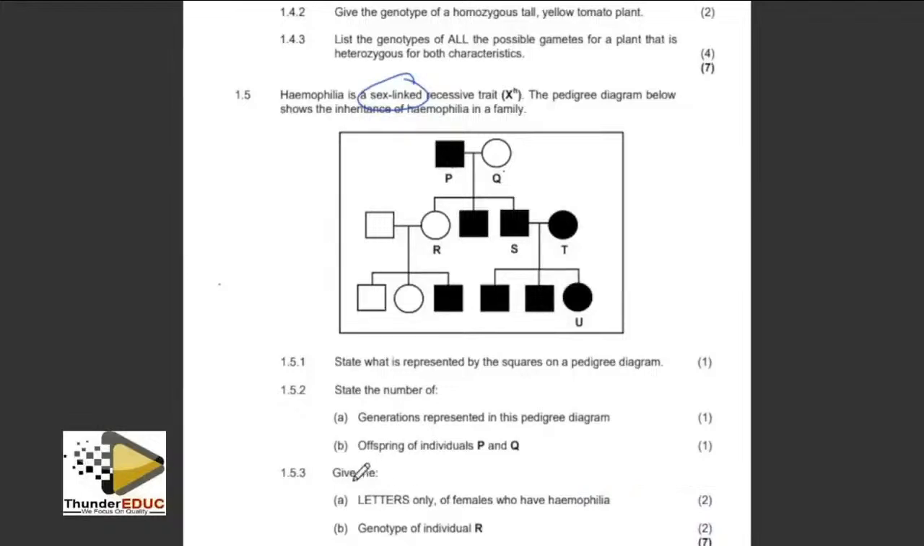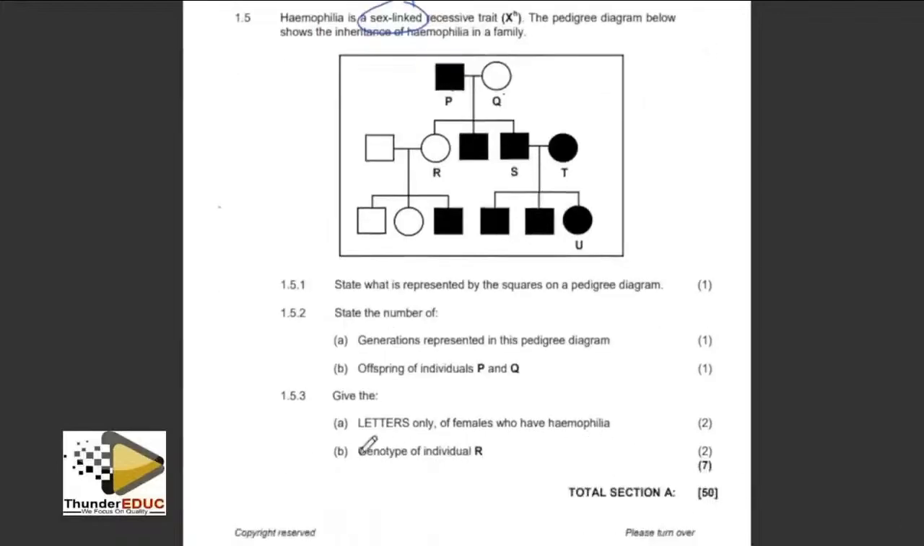They're saying, give the letters of only the males who are having hemophilia. Letters of the females: the female is T and the female is U. Those are the only 2 people who are having hemophilia. Why? Because they are shaded. And then lastly, the genotype of R. Now, how do we find the genotype of R?